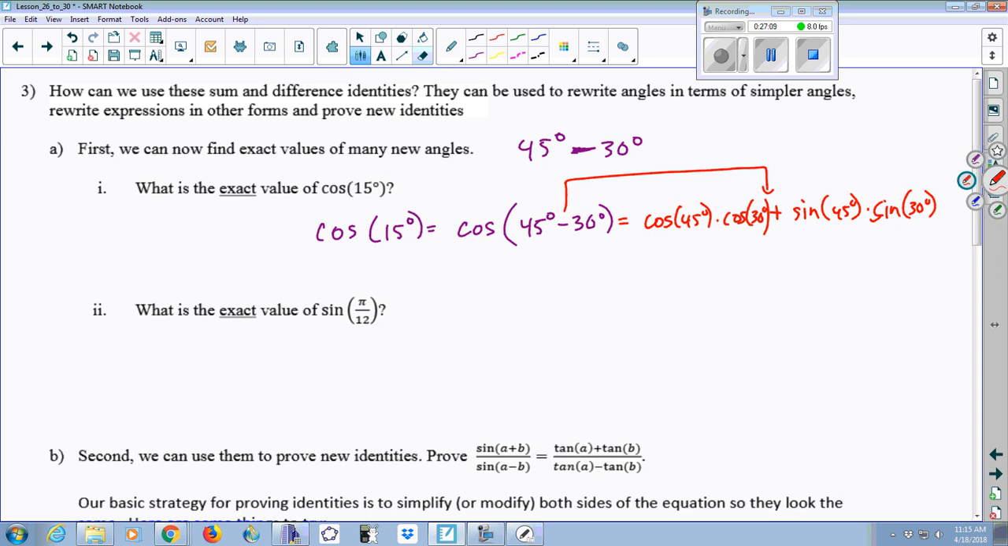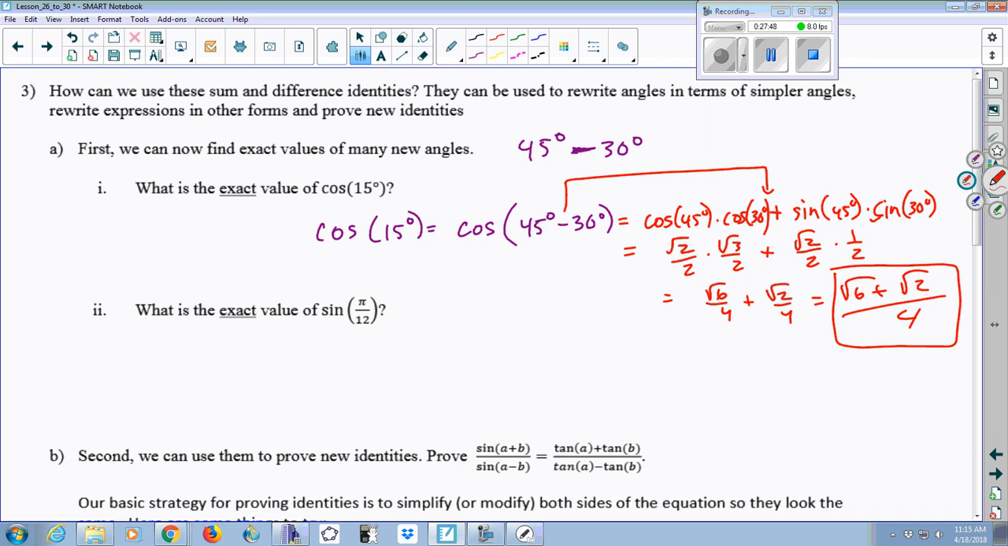Okay, so then you take each piece one at a time. Cosine of 45 degrees, square root of 2 over 2. Cosine of 30 degrees is square root of 3 over 2. Sine of 45, square root of 2 over 2. Sine of 30 is half. So that they both have the same denominator, which is 4, we get square root of 6 over 4 plus square root of 2 over 4. So this is the exact answer: square root of 6 plus the square root of 2, all over 4. Your calculator can only give you an approximation. So we are now capable of finding exact values.